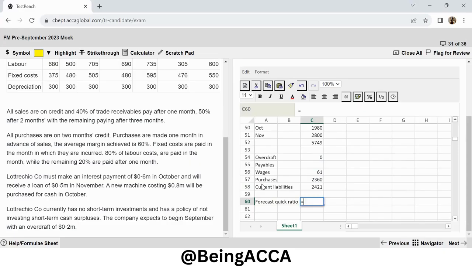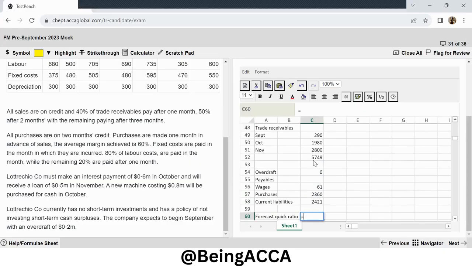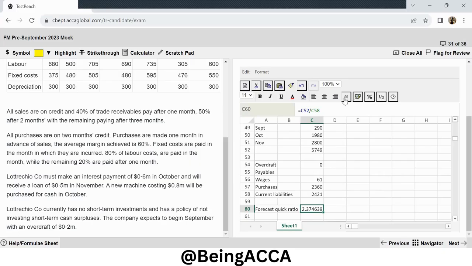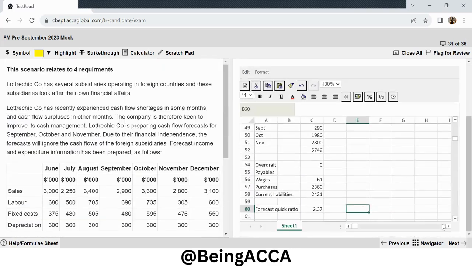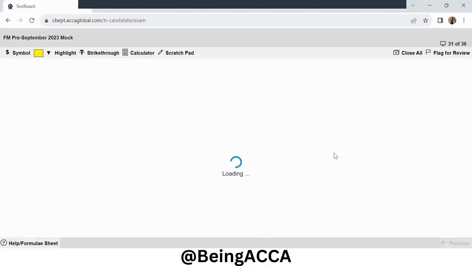and this will come out to be the sum of our quick assets divided by our current liabilities, and I can put it in a better format so that it looks neater. This is 2.37. With this, we have completed the first two requirements. Let's move on to the next one.